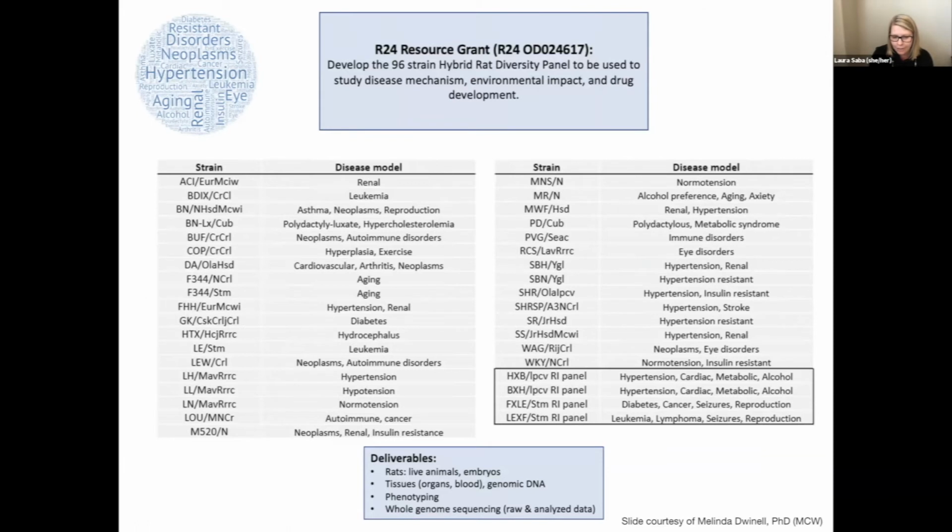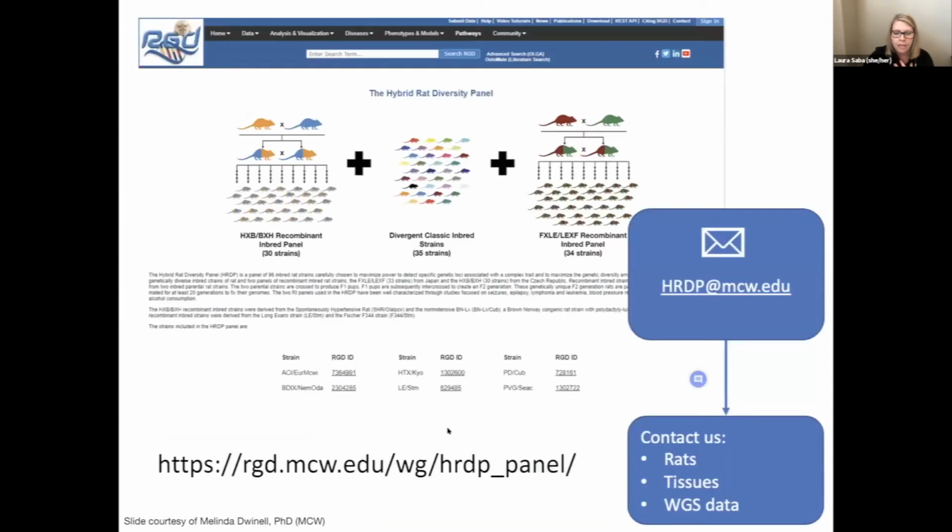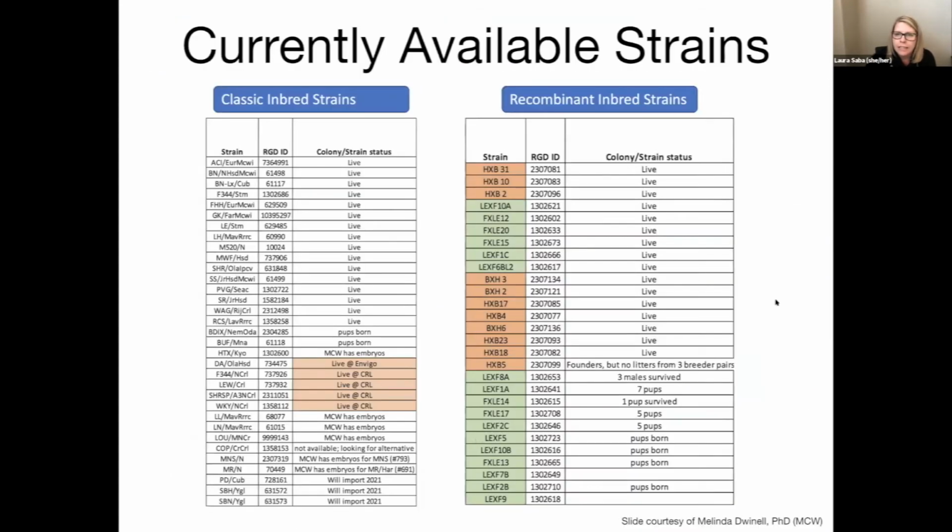They're also doing some typical phenotyping, some basic physiological measures in these animals, and they can also be contracted out to do some more in-depth phenotyping. You can get more information by linking to the hybrid rat diversity panel through RGD and emailing them about your needs. And then this is the current availability on strains.